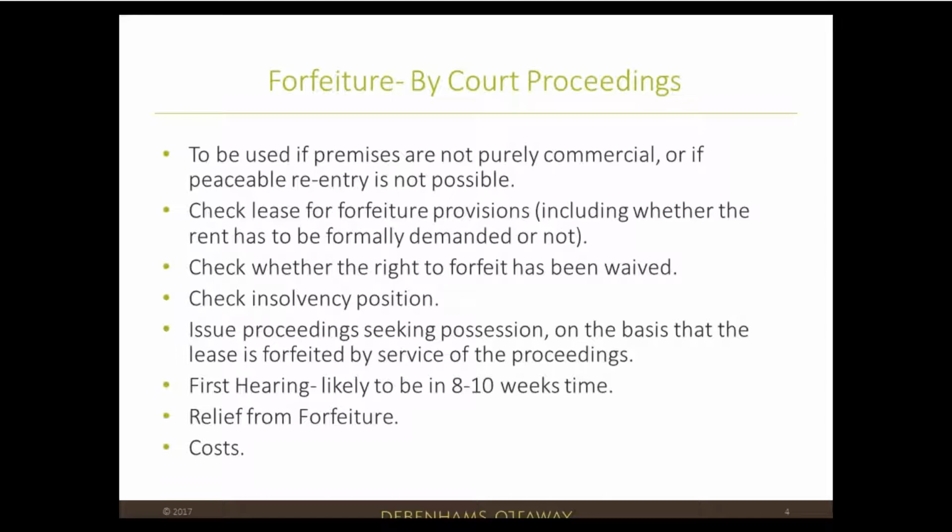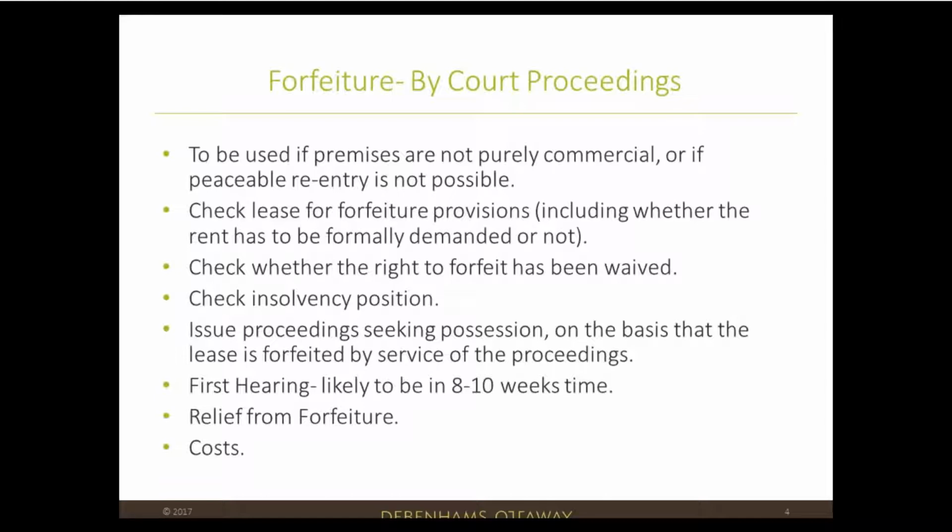premises. Similarly to forfeiture by peaceable re-entry, the tenant can apply for relief from forfeiture, and if they do so, then we would ask the tenant to pay your costs, and likewise, where we were making a claim for possession on the grounds of forfeiture, we would also ask for the court to make an order that the tenant pays your costs. Now, when would you use forfeiture?